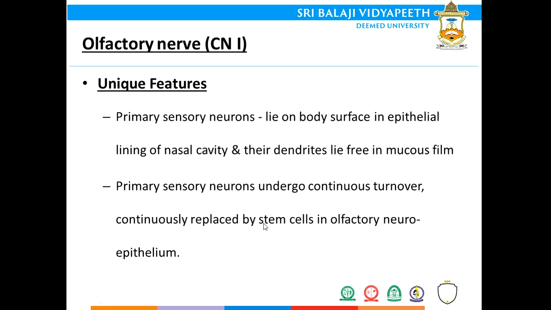They are continuously replaced by stem cells in the olfactory neuroepithelium. So that is the unique feature of the olfactory nerve. The olfactory nerve is the only cranial nerve whose primary sensory neurons are exposed outside. No other cranial nerve's primary sensory neurons are exposed like this.